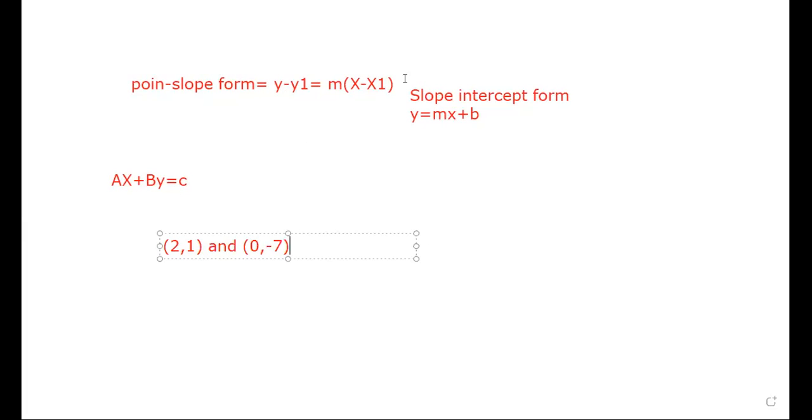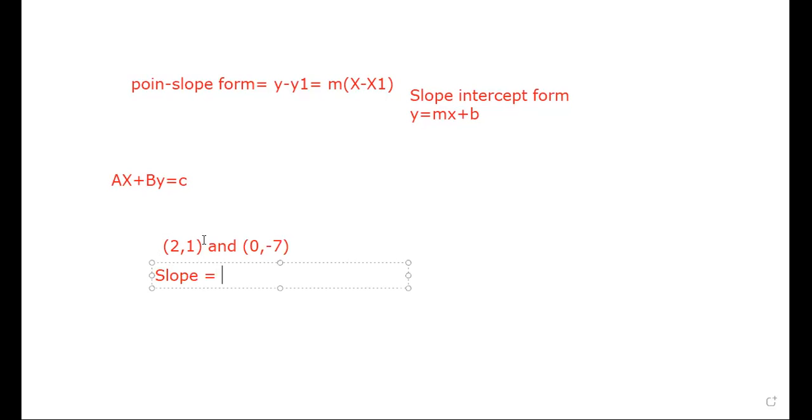So which one do we have to use? Case 1 or case 2 or case 3? Case 2, slope intercept form. At the beginning, for all 3 cases, we have to calculate the slope. And what is the formula to calculate the slope? It will be y2 minus y1 over x2 minus x1.